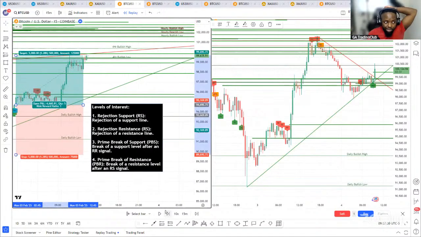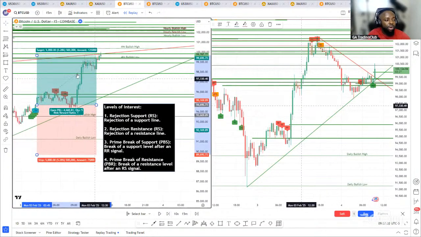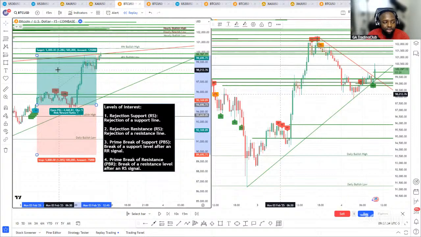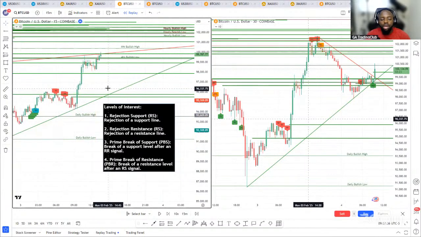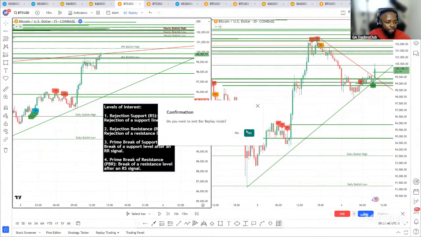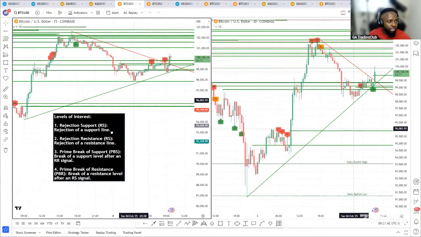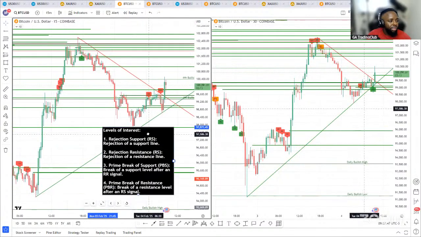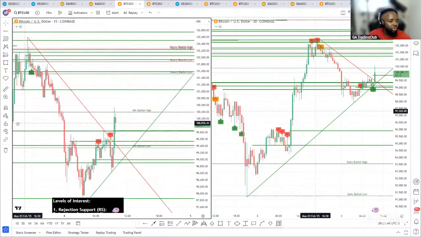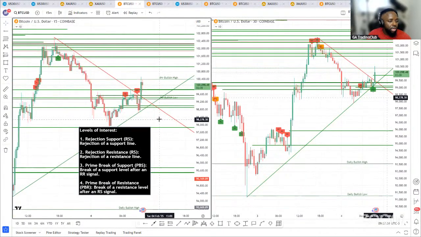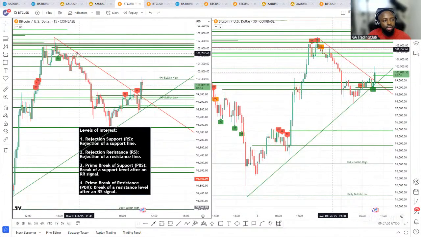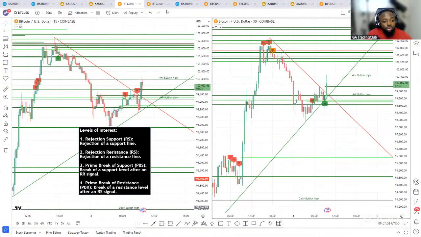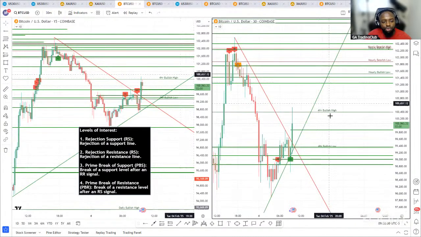So those PBS, prime break of resistance and prime break of support entries, most of the time the best ones to enter are those ones that come up during Asia session and a little bit before London session. So currently, right now, based off of where price is at, I don't see any entry for a buy because we've already closed above the resistance trend line. And also we are in a 4-hour bullish order block.